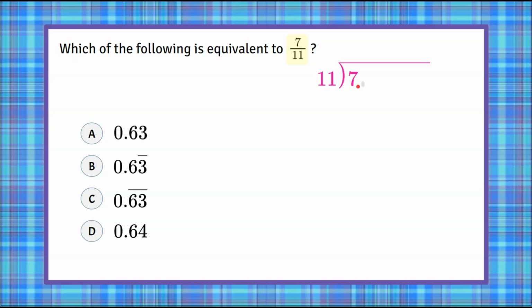All right. Let's set this up. We're going to add a decimal point. We're going to add a bunch of zeros. So we're ready to go. And we're going to bring our decimal point straight up. And we know that 11 does not go into 7. So we're going to start with that leading 0.